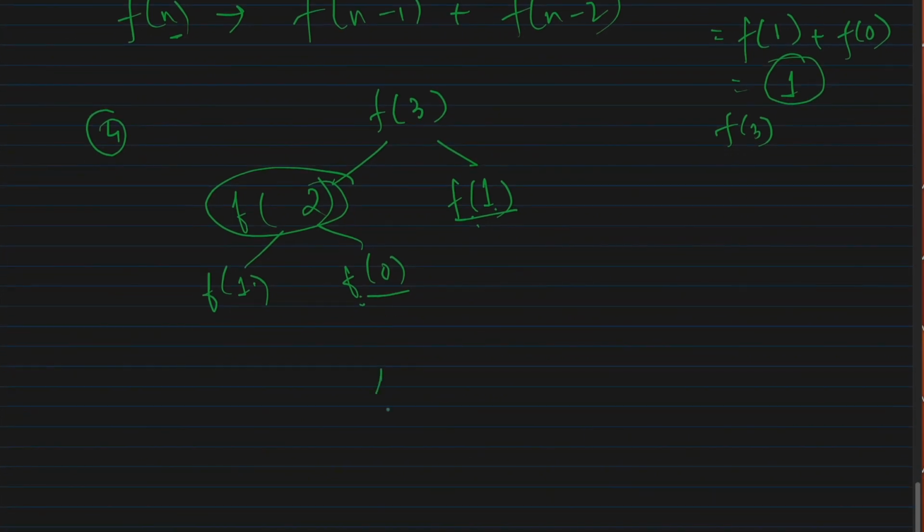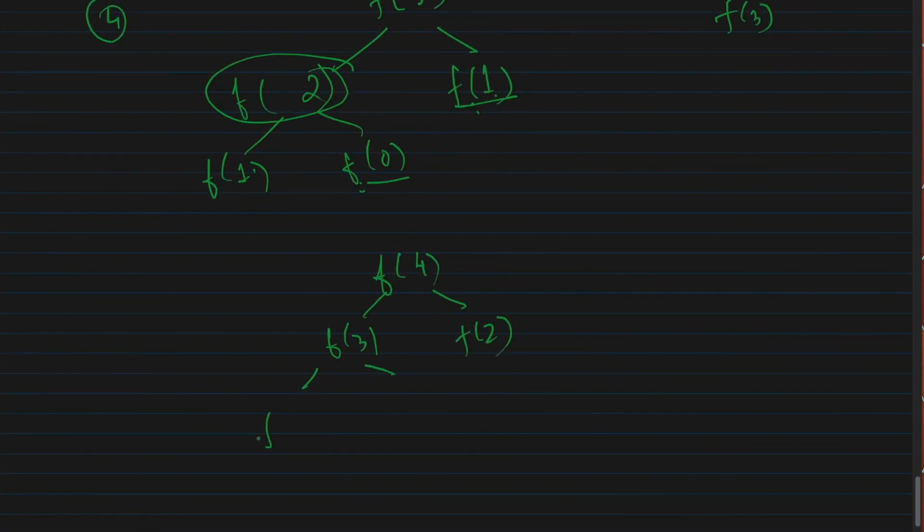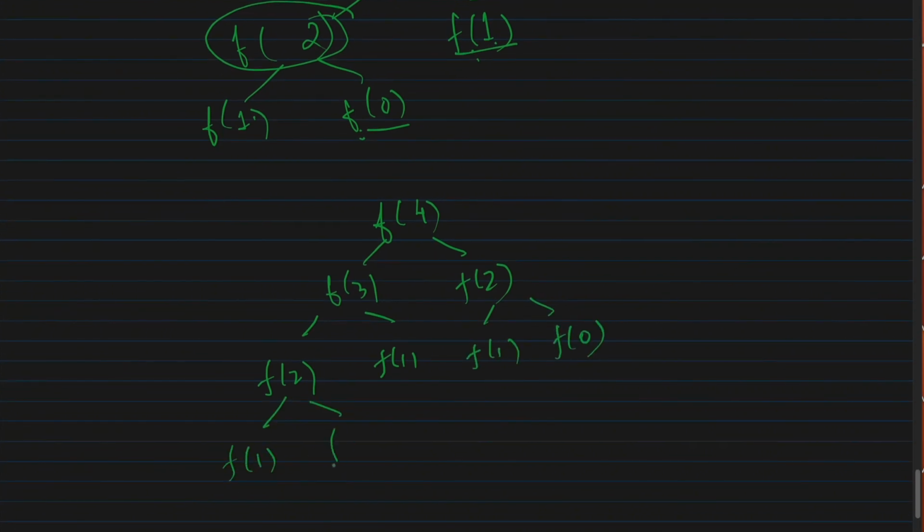So if I have to do f of 4, how can I do it? F of 3, f of 2. Again, this will be broken down into f of 2 and f of 1, and this will be f of 1 and f of 0. And this f of 2 will again be broken into f of 1 and f of 0. So how many steps are these? 1, 2, 3, 4, 5, 6, 7, 8.